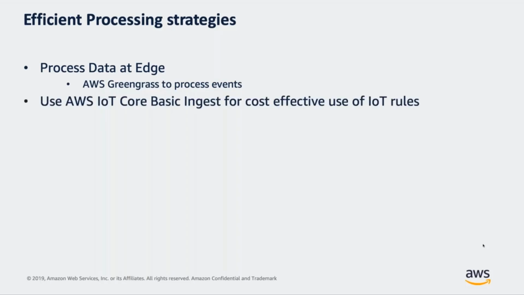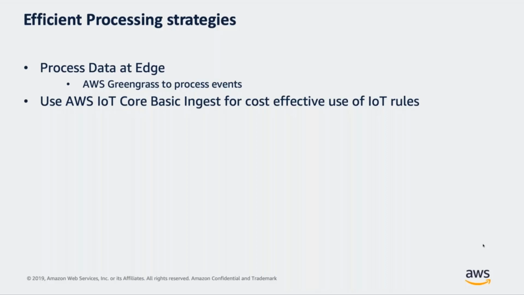Then you could use a service in AWS IoT called AWS IoT Core Basic Ingest. This service allows you to efficiently ingest large amounts of data without incurring the messaging costs. The caveat of this is you cannot utilize the broker functionality, the publish and subscribe broker functionality.